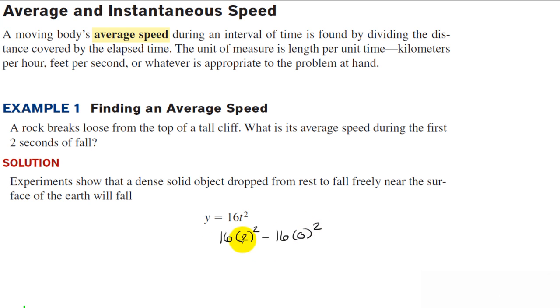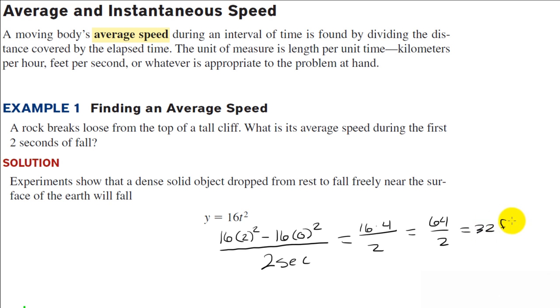So if we plug in the end of the 2 seconds, 16 times 2 squared minus 16 times 0 squared, that's going to be the distance that the rock falls. That's how far it falls, divided by 2 seconds. So we have feet and then per second. So we have 16 times 4 over 2, which is 64 over 2, which ends up being 32 feet per second. And that's the average velocity.